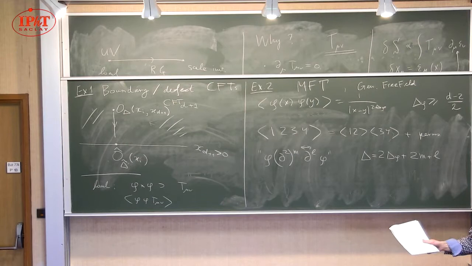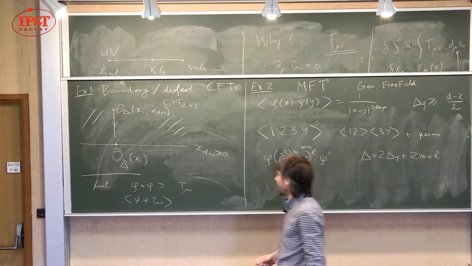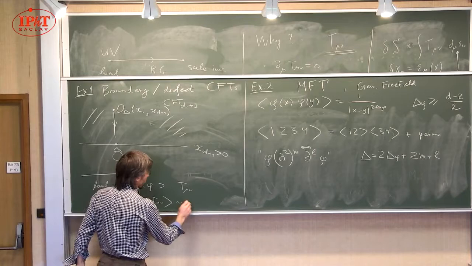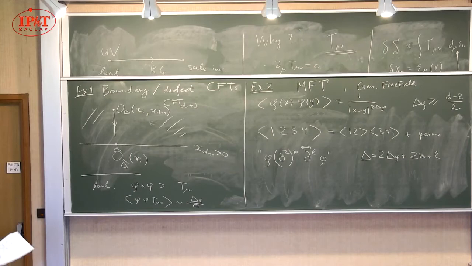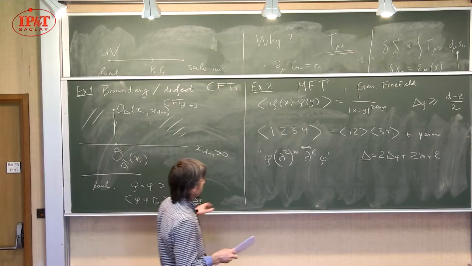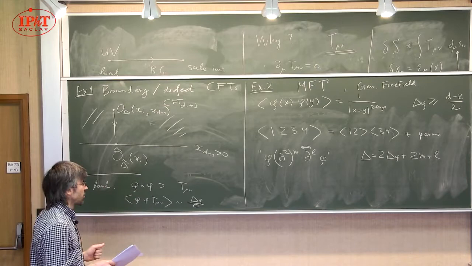Are you happy with this argument? Well, not very, but maybe we can discuss it later. So this three-point function is proportional to delta phi divided by the central charge. But okay, I guess if you're not convinced, you have to trust me.